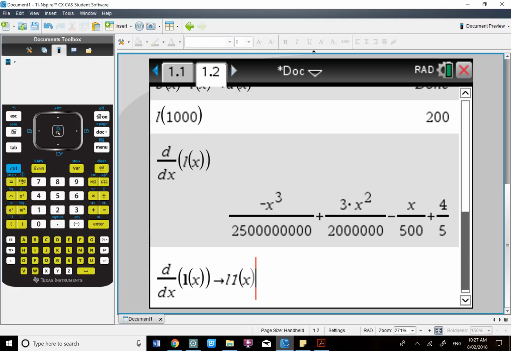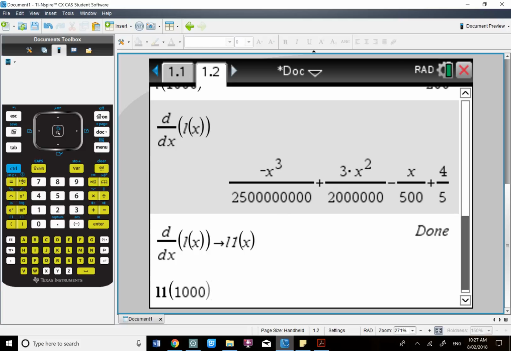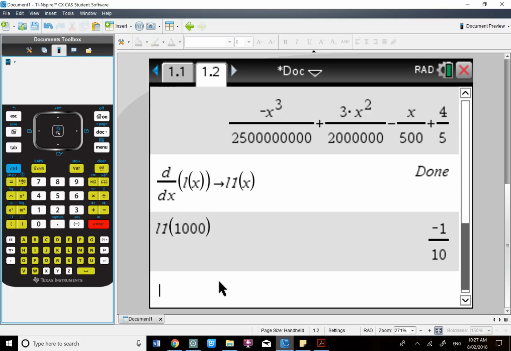L1 bracket x, because you already use L. So I will define the differentiation function of L by L1x. Press enter. That's a new function, the derivative function of L. So I'll go for L1 bracket 1,000. That's the derivative value, like the gradient of that point. That gives me -1 on 10.